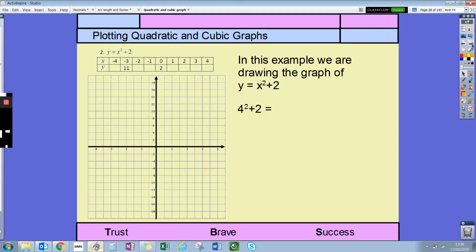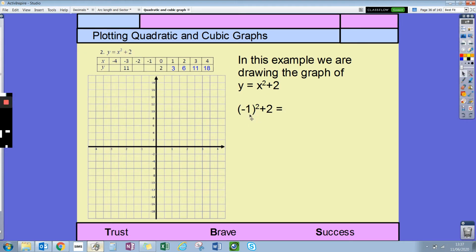So 4 squared is 16, add 2 is 18. Then we need to repeat, but with 3. 3 squared is 9, add 2 is 11. Then we need to repeat with the x value of 2. So 2 squared plus 2. 2 squared is 4, plus 2 is 6. Then we've got 1 squared plus 2. 1 squared is 1, plus 2 is 3. It's already completed this one for us, so now we're moving into the negatives.